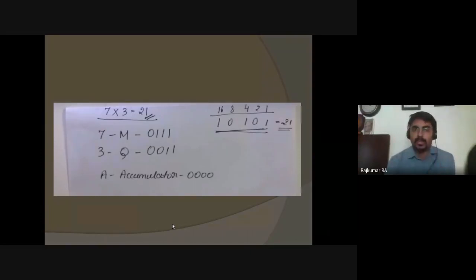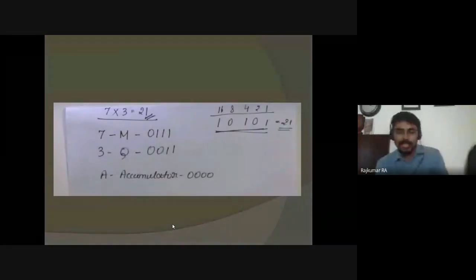Since we are using 4-bit numbers, we have to perform this as per the flow diagram. Then we have to take the output in 4 steps. So please listen here, whatever we have discussed, we are going to see here.